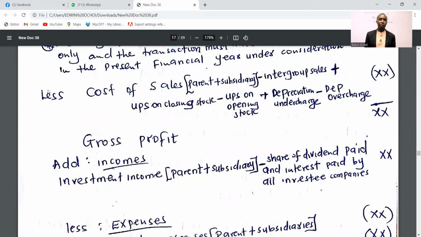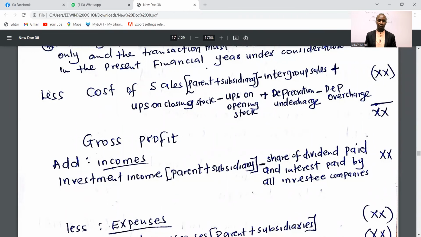If the intergroup sales took place in the previous year, remember that the UPS will be that of the end of the previous year. So it will be an opening in the current year. So UPS on closing stock, you add. UPS on opening stock, you minus.